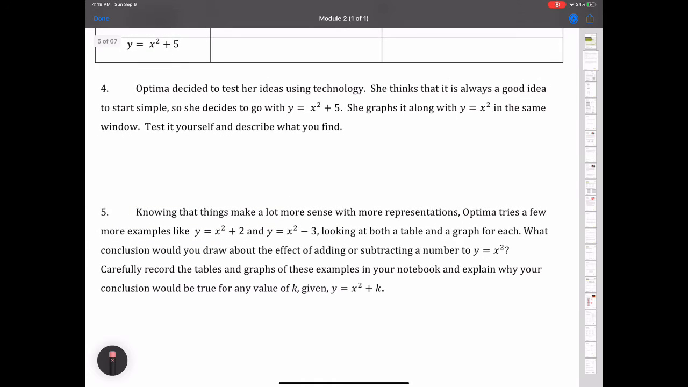So now that you've done that, you can actually look at this second test, or the second thing as well, and answer this question number 4. She decides to use her technology, and she thinks it's always a good idea to start simple. So she starts with x squared plus 5 and graphs it along with y equals x squared in the same window. So test it yourself and describe what you find.